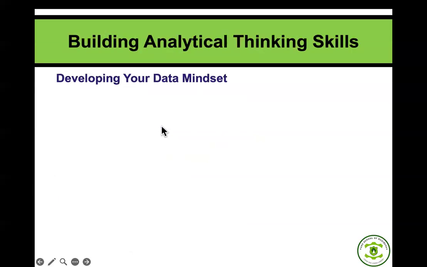So these analytical thinking skills, how do we develop them? Because we are saying that if you want to be a good data leader or have data leadership skills, you need some critical analytical thinking skills. How do you develop these analytical thinking skills?